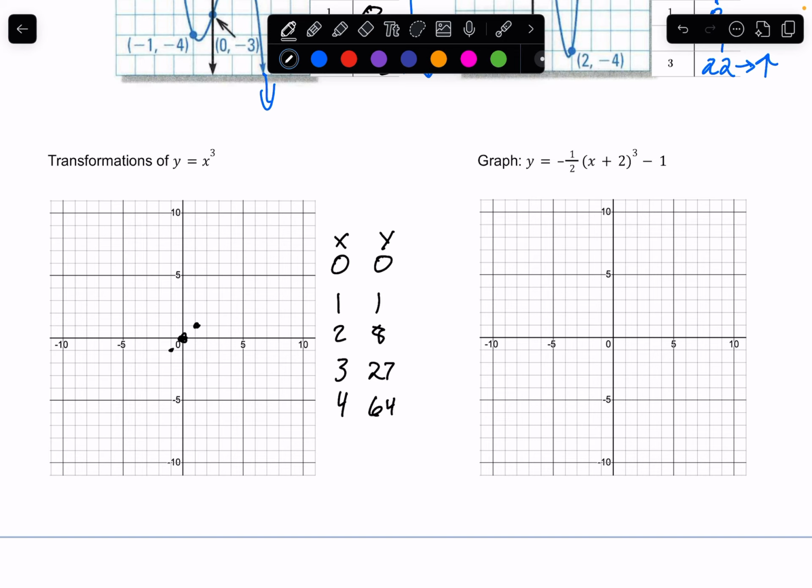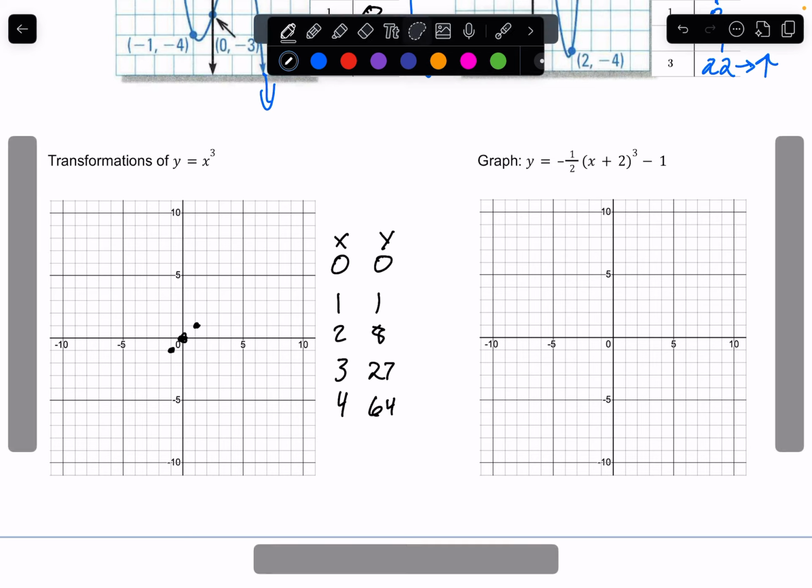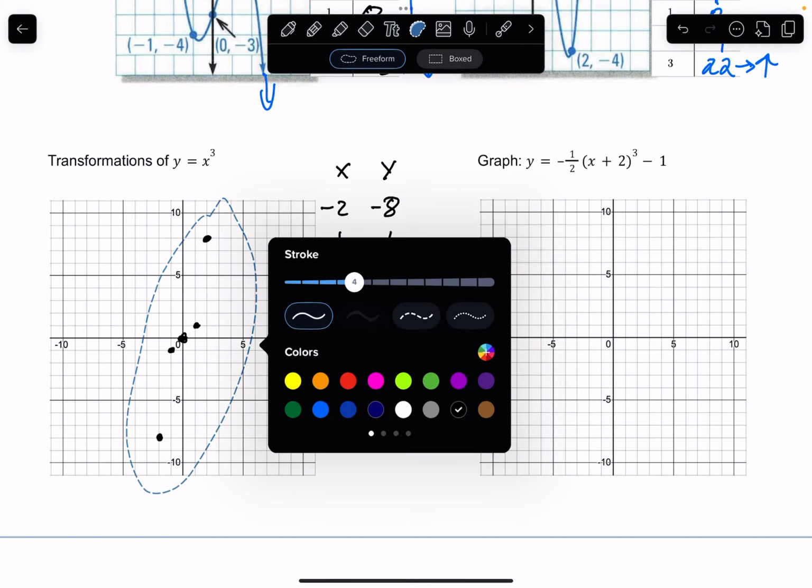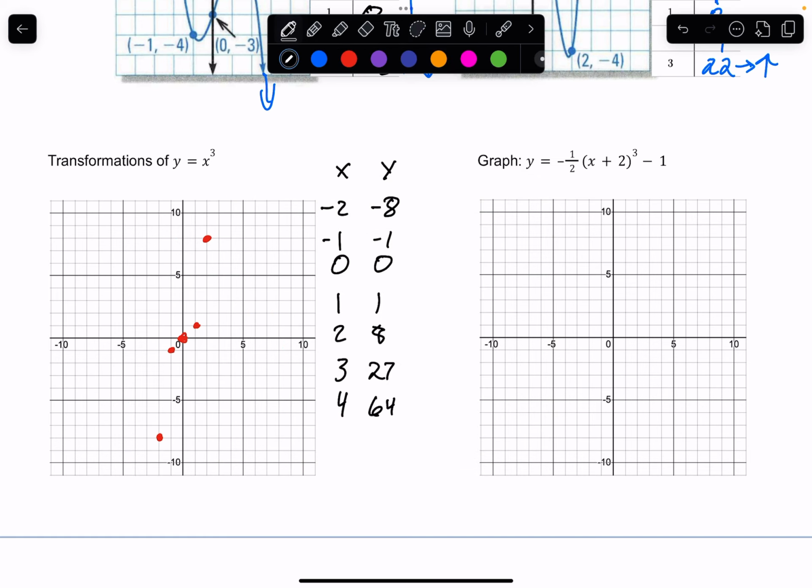So I'm going 1 and -1 there, because if I considered my negative options, -1 would go to -1, -2 goes to -8. So then I'm up here at 8 and down at -8, and I will connect those dots. So those points are my normal cubic function.